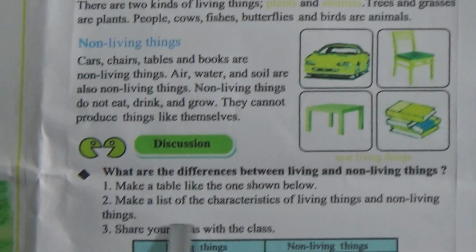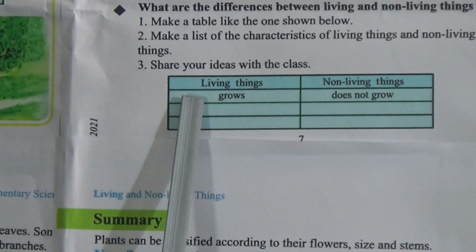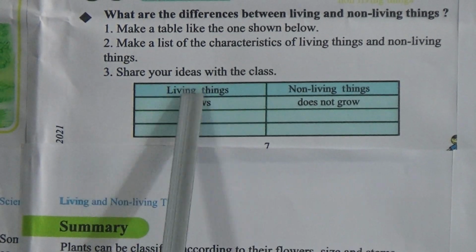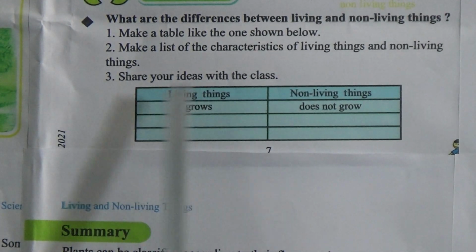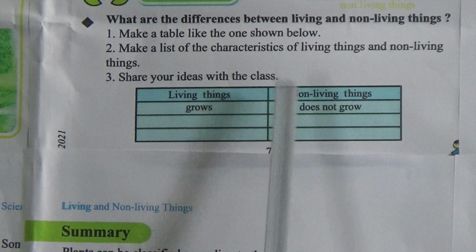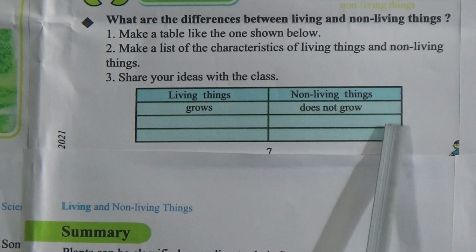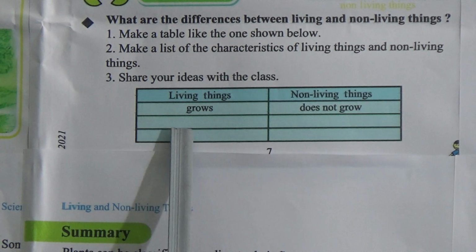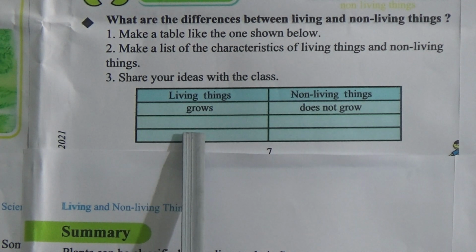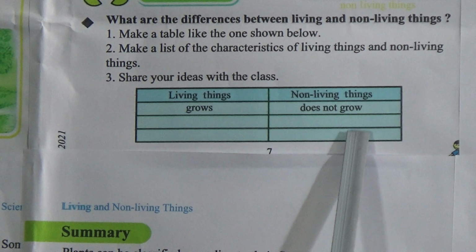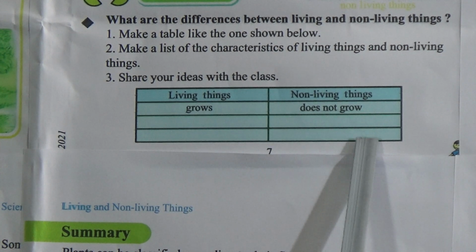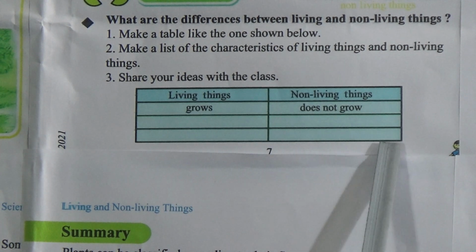Now look, there is a table. We have to make the difference between living and non-living things. Living things can grow, non-living things do not grow. Living things can eat, non-living things do not eat. Living things need air and water, non-living things do not need air and water.